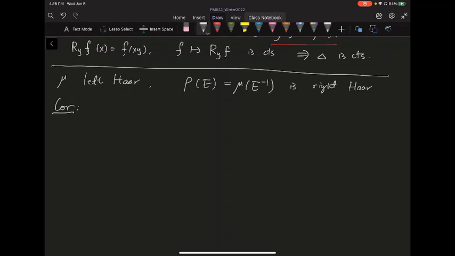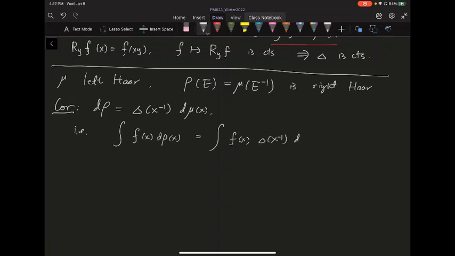So in fact, I have this rho. What you can do is write Δ(x)^{-1} dρ(x) = dμ(x). What do I mean by that? It essentially says if you want to integrate anything, say ∫ f(x) dρ(x), that's going to be the same as ∫ f(x), where you replace dρ by the other one, Δ(x)^{-1} dμ(x). So that's basically what we want to prove.